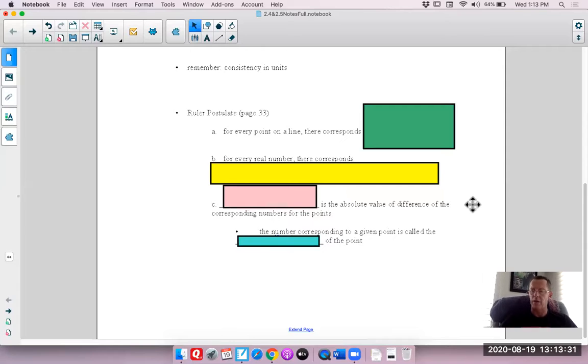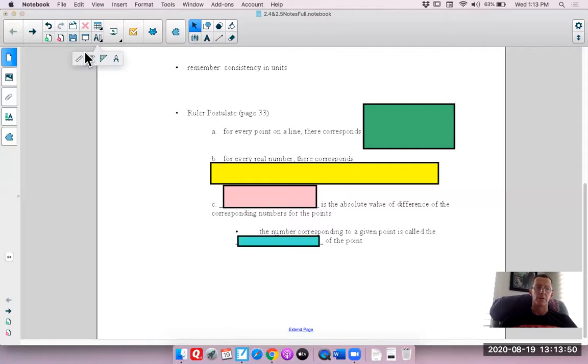Or understand all of that, okay? So very important that you understand that. Okay, so there's different parts here that make up the ruler postulate. Let's go through it. As you go through this, I want you to think about a ruler. Picture a ruler in your mind.